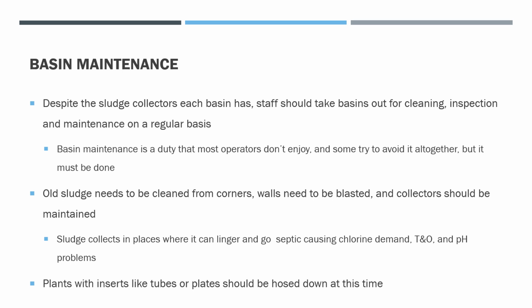Old sludge accumulates in the corners and on piping and on walls and things like that, so the walls need to be blasted with high pressure hoses. The biofilm that grows on them has to be cleaned away. You may have sludge collectors in place, but they can't get to all of the sludge and all the biofilm, so occasionally you have to take these basins out of service and clean things up.